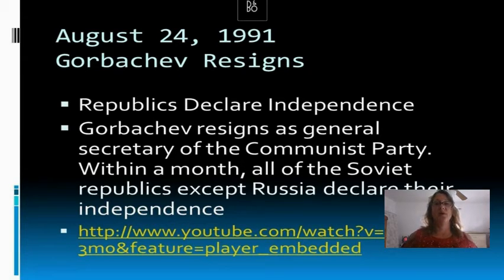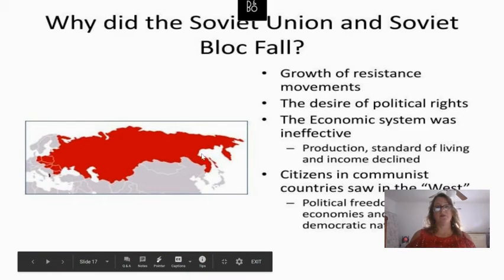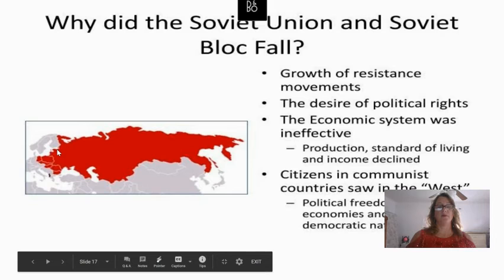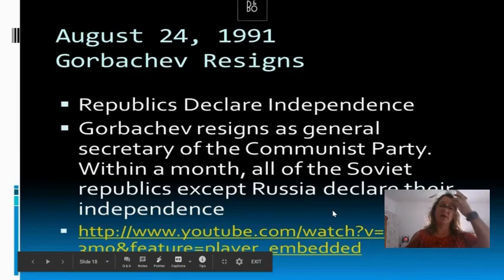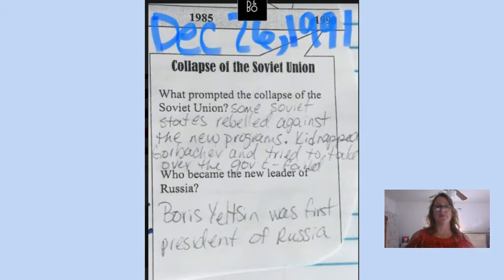August 24th, 1991, Gorbachev resigns. Republics immediately start to declare independence. If we go back to the slide right before this, all of the communist area at the time. Lots of these republics in this area really start to declare their independence immediately. Gorbachev resigns as general secretary of the Communist Party, and within a month, all of the Soviet republics that had been united as the USSR, except Russia, declare their independence.